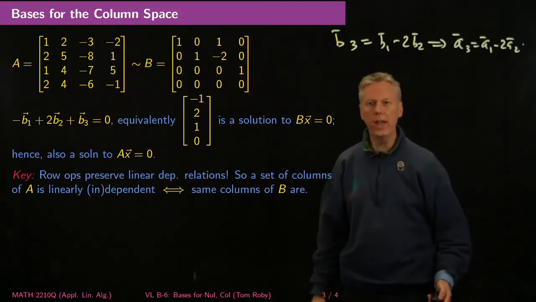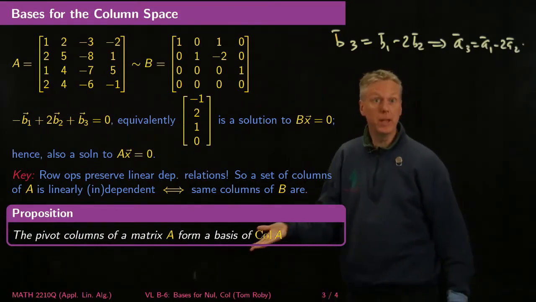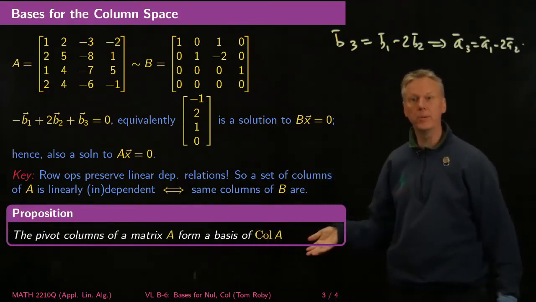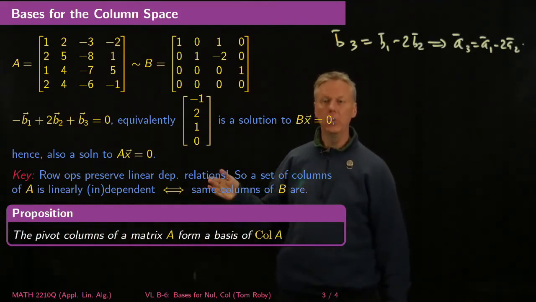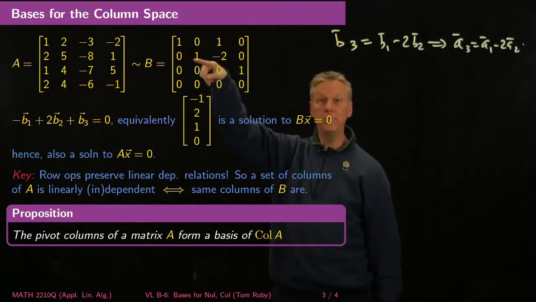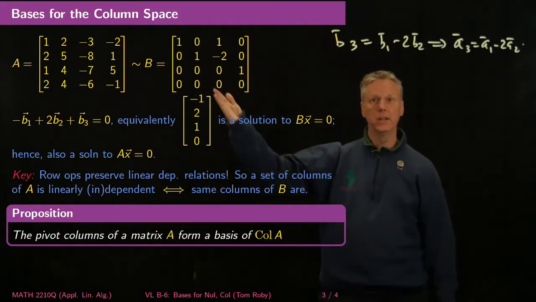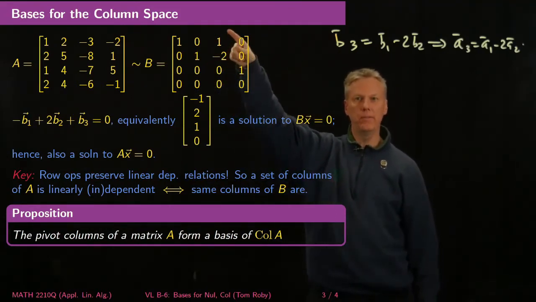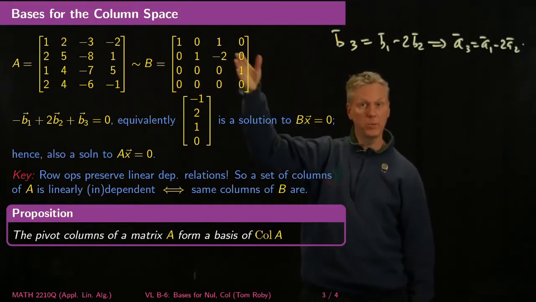So armed with this, we're able to come up with the following proposition. We basically know how to figure out what the column space of A is, right? What we need to do is say, well, the pivot columns of A, the pivot columns of B are going to be the things that are linearly independent, right? Because it's clear that if you have something that's not a pivot one, then you can write as a linear combination of the previous ones, just like we did here.